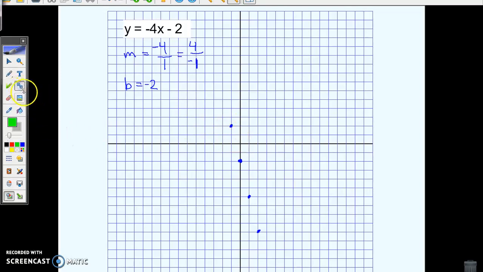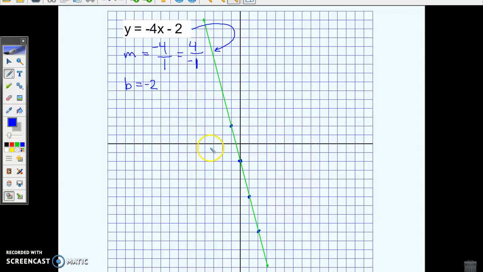And I can again use my nifty line drawing tool to create a line with 2 arrows. Nifty is a nifty word. Just like swell. Right there. And this is the line y equals negative 4x minus 2. So, there you go.